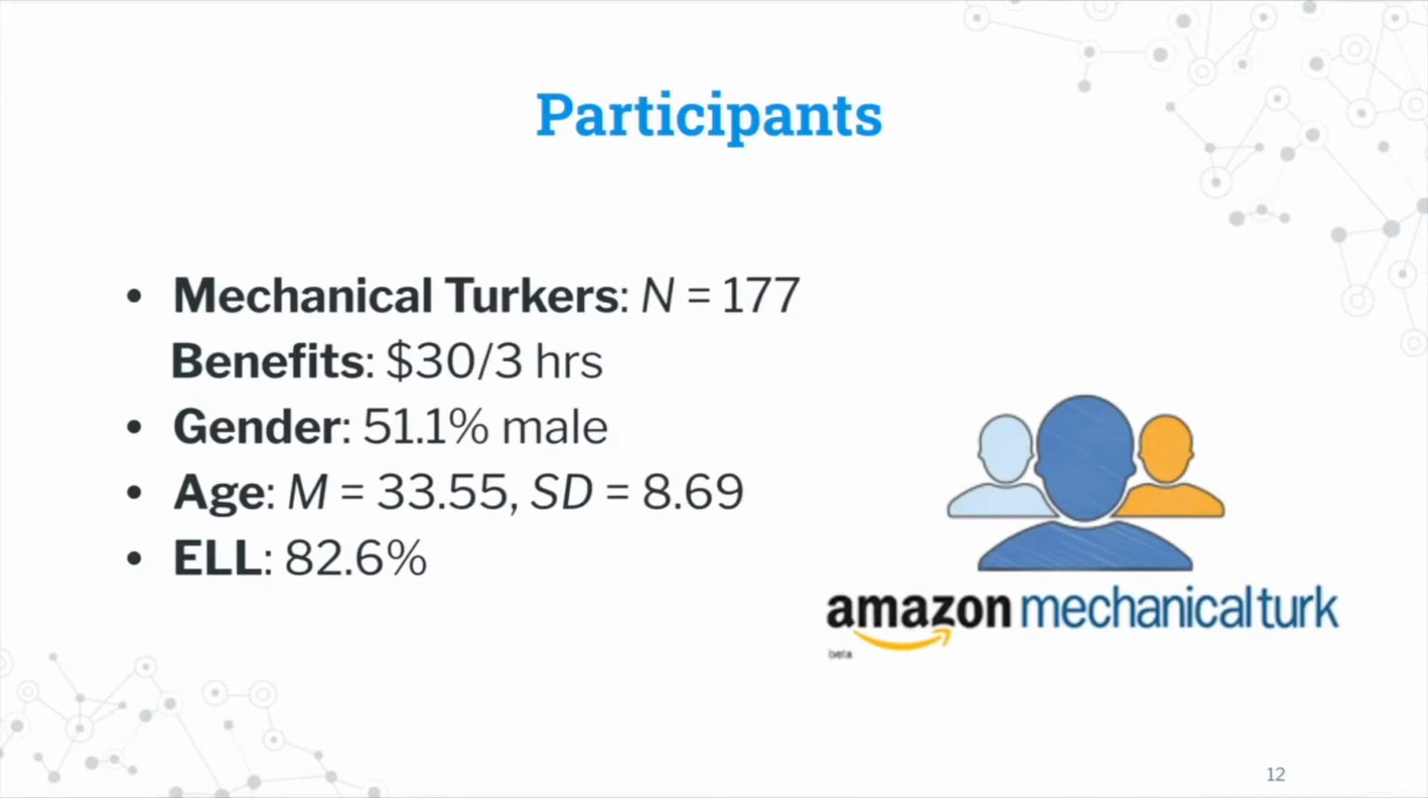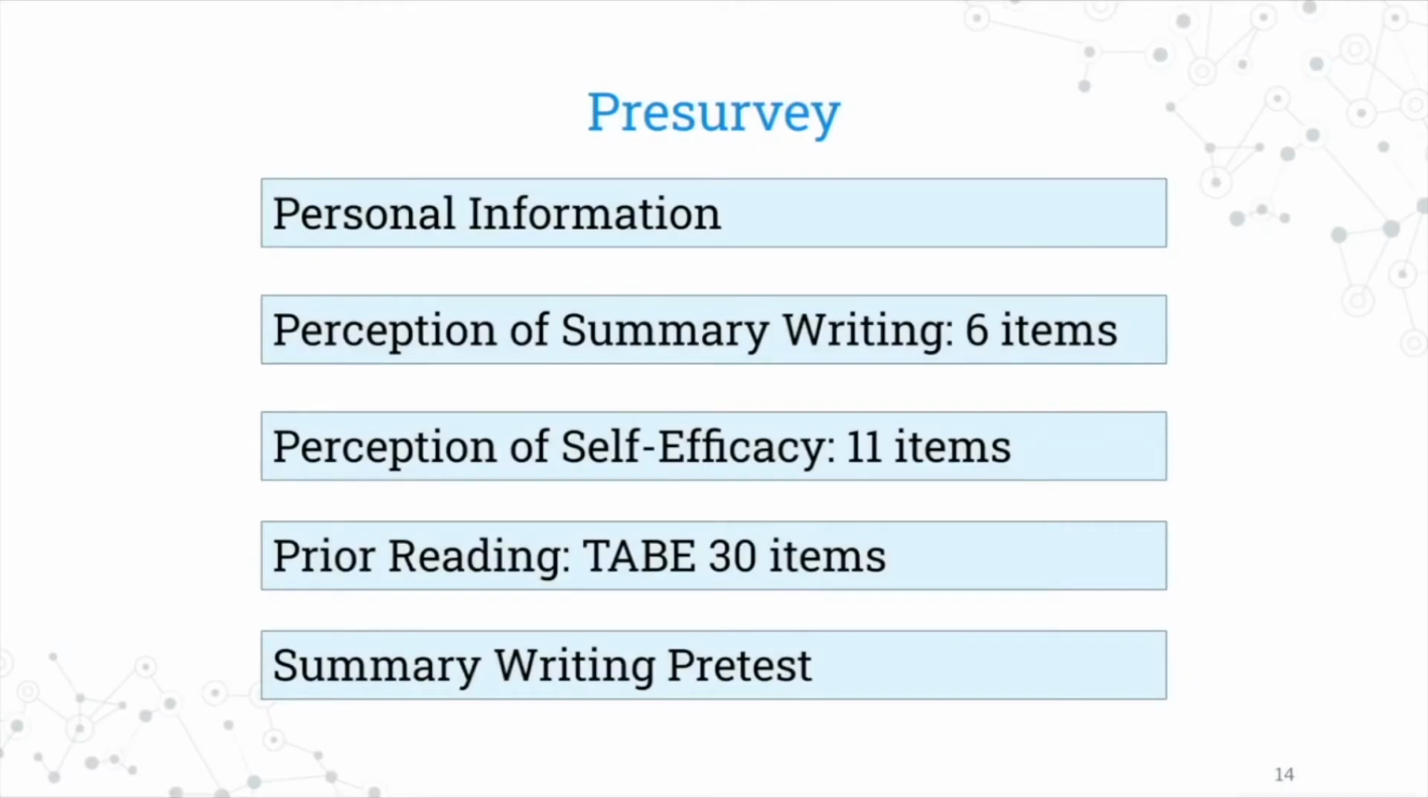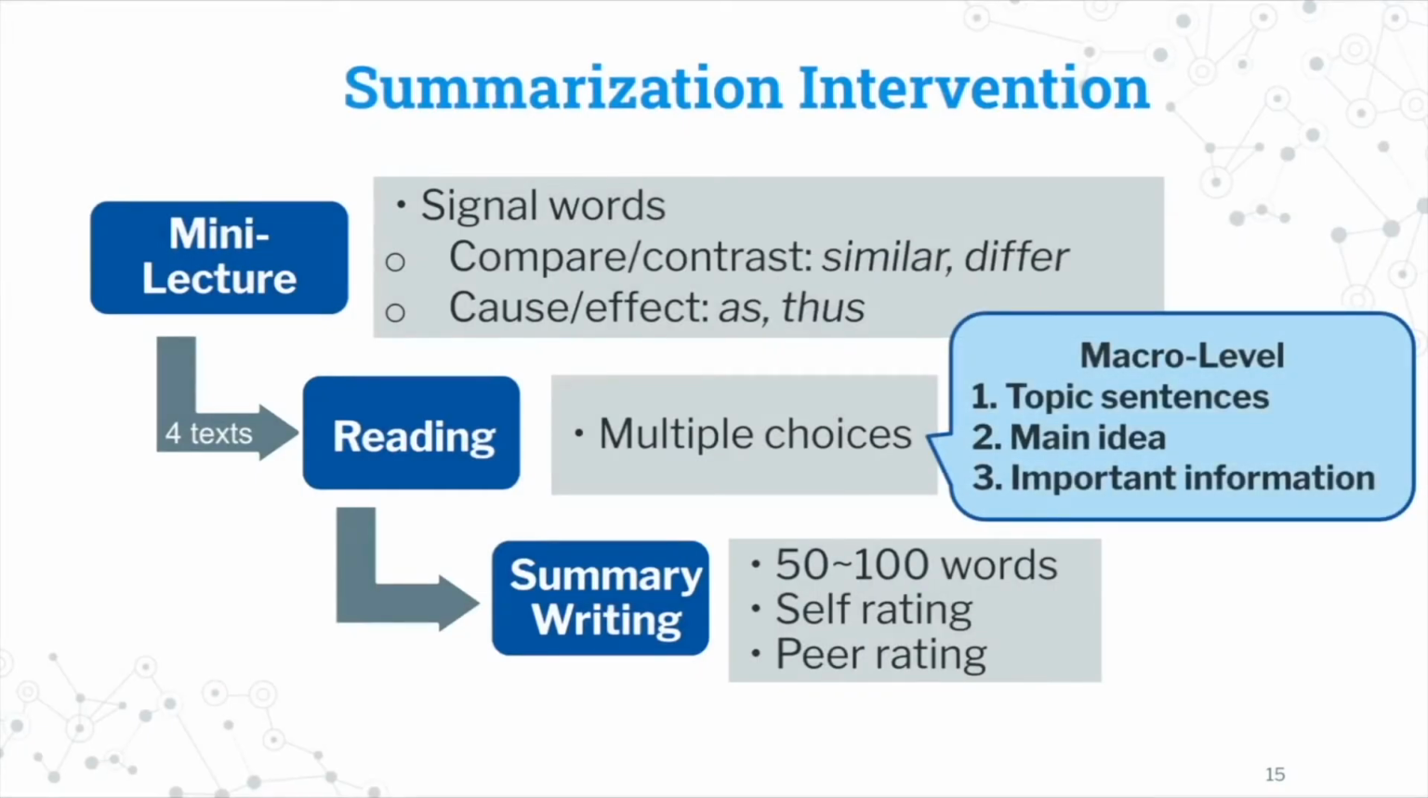177 participants were recruited from Amazon Mechanical Turk and were paid $30 for 3 hours. Participants first took a pretest to measure their beginning abilities and self-efficacy. After a session with the agent tutors, they then took a post-test, testing the same skills and self-efficacy, and the results were compared to those from the pre-test. The pre-survey had 5 sections: personal information, perception of summary writing, perception of self-efficacy, prior reading, and a summary writing pretest. During the intervention, participants listened to a mini lecture introducing concepts such as using signal words to identify the type of passage being read.